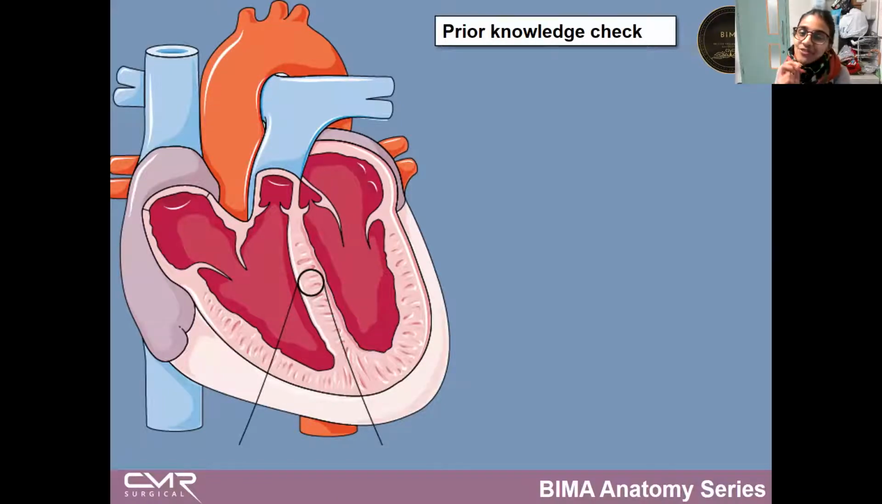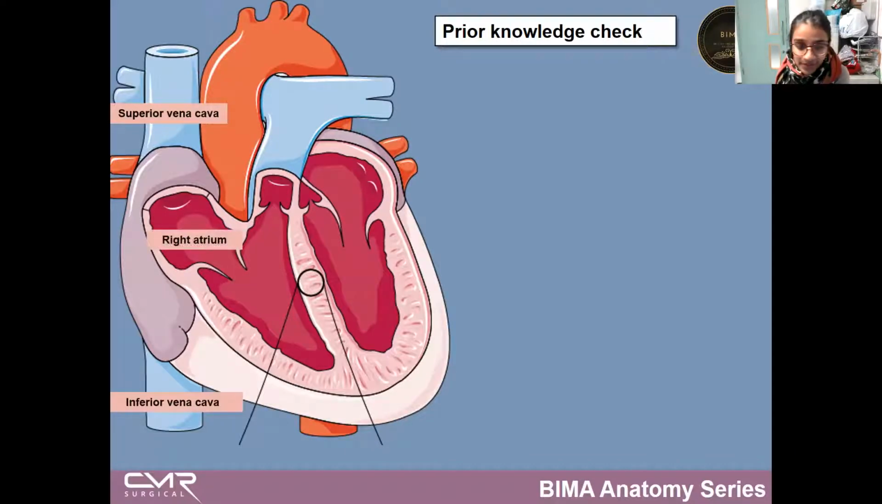If we start from the blood supply coming into the heart, we've got the superior vena cava and the inferior vena cava coming in to the right atrium, flowing through the tricuspid valve into the right ventricle. Then the right ventricle contracts and the blood travels up through the pulmonary valve into the pulmonary veins.